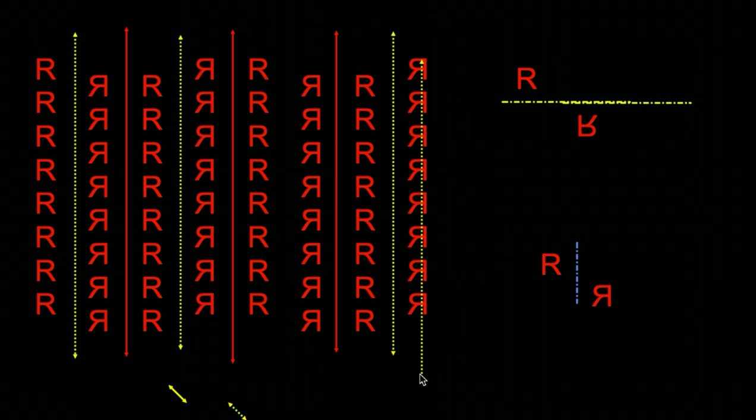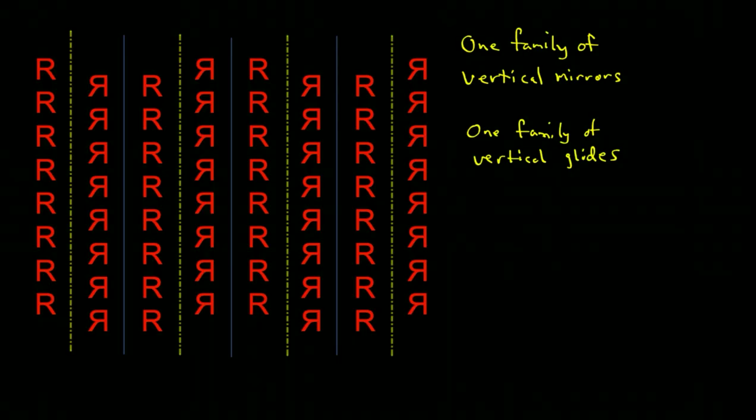And so if I move that line over, well, notice that what's happening is that the glide lines and the mirror lines are alternating. And if you have glides and mirrors only in the same direction, that typically is what's going to happen. Cleaning up the picture, we get this sort of a thing. We have two families of things going on. We have one family of vertical glides in the dotted lines. We have one family of vertical mirrors in the solid blue lines.